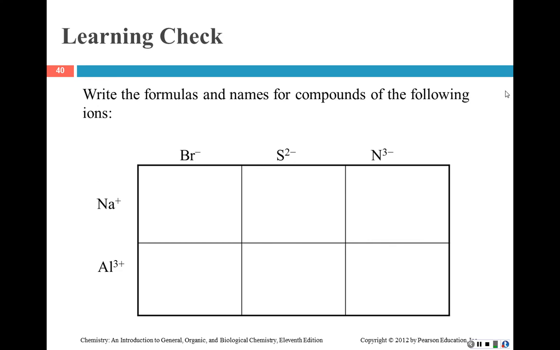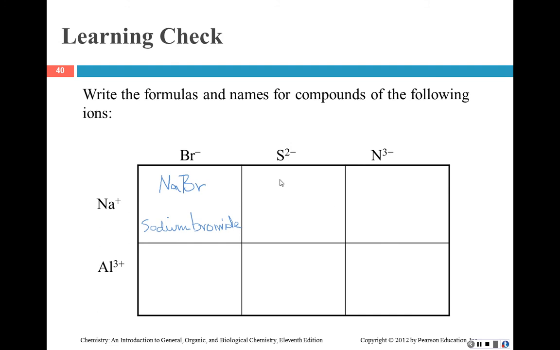Now, for the second learning check, we're going to write the formulas for each one in table form, and then we're going to write the names. We've got sodium and bromine. They both have a +1 charge, so they can go together 1 to 1. So they would be NaBr, and that would be neutral, and we'd call it sodium bromide, because it used to be bromine.